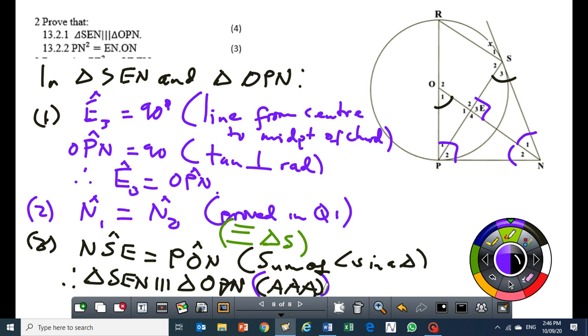Then the next question, in most cases, the next question which follows after proving that triangles are similar, has got a relationship with the triangles you proved at the top that they are similar. So PN squared equals EN times ON. That one there can come from the proof of similar triangles. At the same time, I also want you to be aware that, in fact, I need to write this down before I start that. I need to introduce the concept of the midpoint theorem in the question.